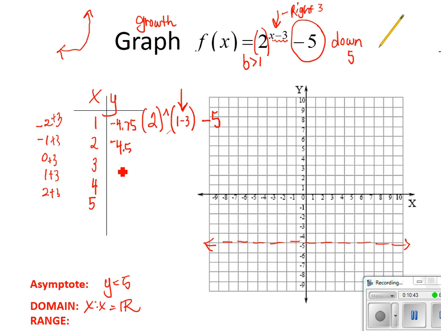Okay, and when I plug in a 2, I get -4.5. And when I plug in a 3, I get a -4. And when I plug in a 4, I get a -3. And when I plug in a 5, I get a -1. Now, hopefully that's enough to see that curve. If I don't see that curve, I need to put some more values into this table.